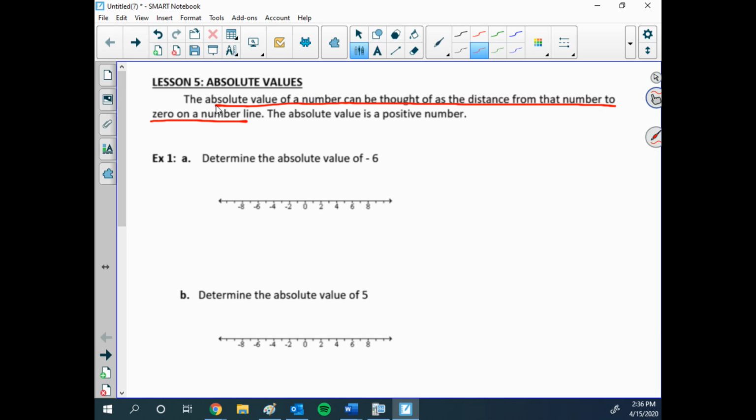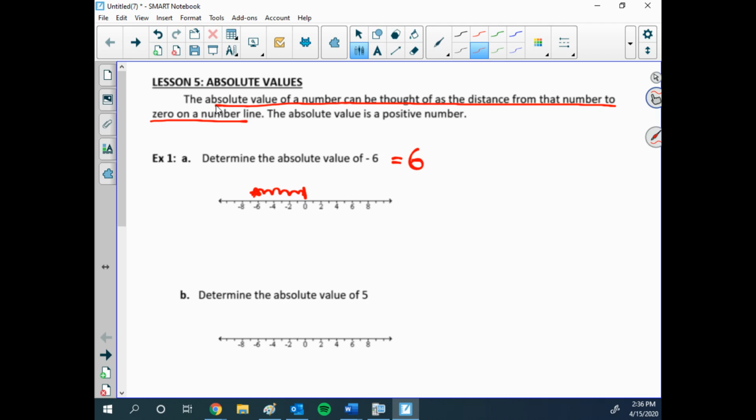It says determine the absolute value of -6. Well, here's -6 and here's 0. How far is -6 from 0? Well, it's 1, 2, 3, 4, 5, 6 places away. So the absolute value of -6 is 6. Okay, that should make sense.